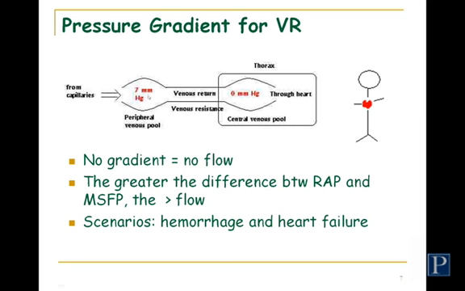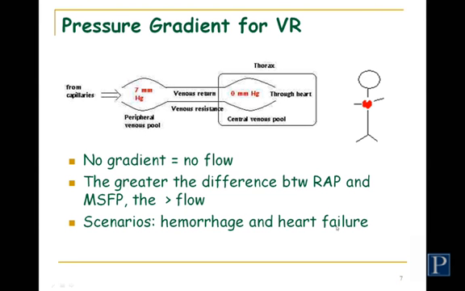So a big thing to remember when you look at these two numbers: the normal gradient for venous return is about 7 millimeters of mercury. The bigger the difference between these two numbers, the greater the flow. As this gradient declines, flow decreases. If there is no gradient, there is no flow. So if this number is equal to that number, either way, you will have no flow. If these are both 7 or both 0, you're not going to have any flow.